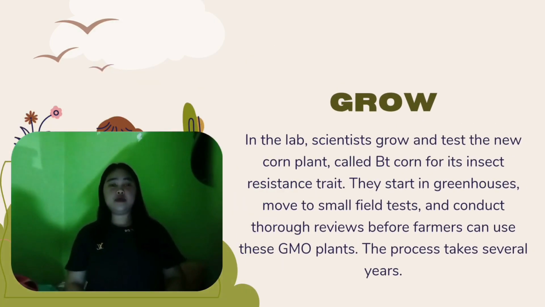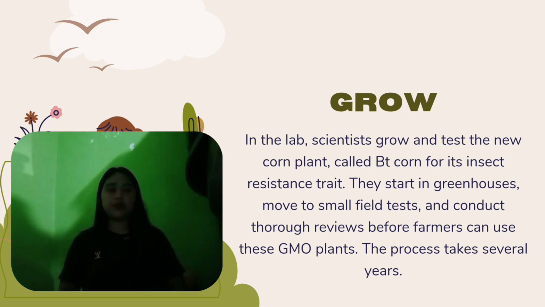After the genetic transformation of the plant, the next step in making a genetically modified organism is to grow and test the newly modified plant. This step involves a series of controlled experiments and evaluations to ensure the safety and effectiveness of the GMO. In the case of BT corn, scientists first grow the modified corn plants in controlled environments such as greenhouses. This allows them to closely monitor the growth and development of the plants, as well as observe the expression of the introduced trait, which in this case is insect resistance.